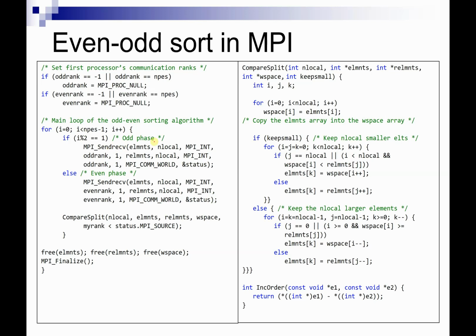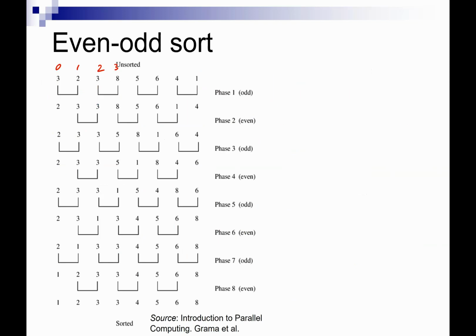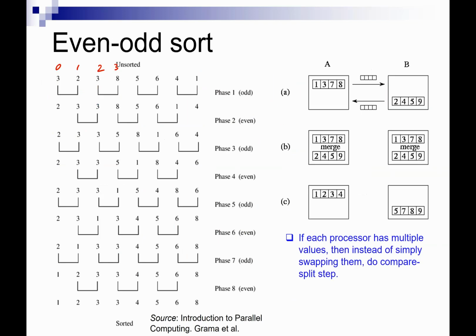So MPI send receive, but we need to know who we're sending to. Since my rank here is odd, I'm going to send and receive with my odd rank. And if I'm in an even phase, then I'm going to send and receive with the even rank. So this is going to do the communication between the pairs of processes. But after you do that communication, you need to do this sort of merging process, because in general you could have multiple values and you need to merge these.